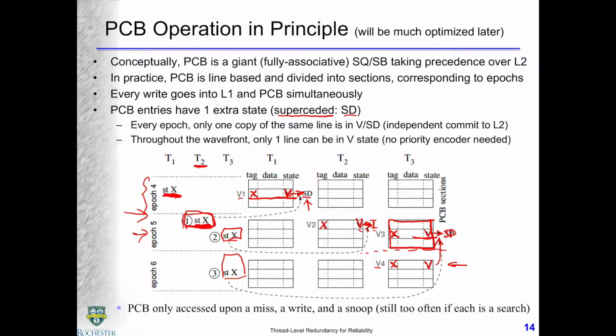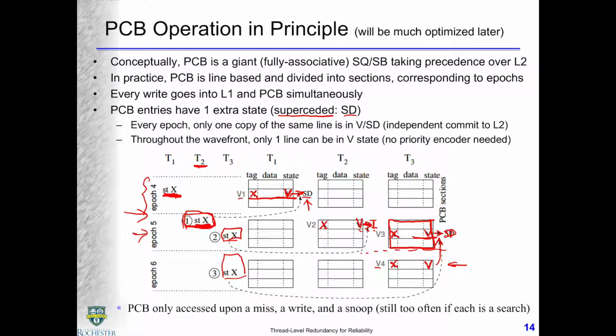Okay, so there's a very interesting property out of this. At any point, one cache line can only have one valid copy in all the PCBs. Okay, you can have a lot of invalid copy. We never bother about them. You can have a couple of SDs superseded, one per epoch, but you can only have at most one cache line that's in valid state. This is a useful property that later will come to help us. So now we know how this works.